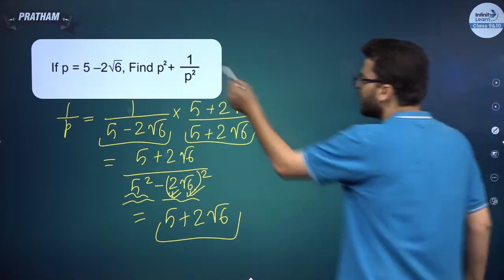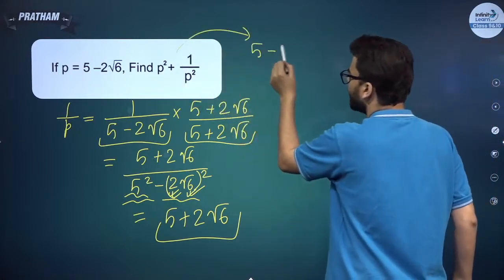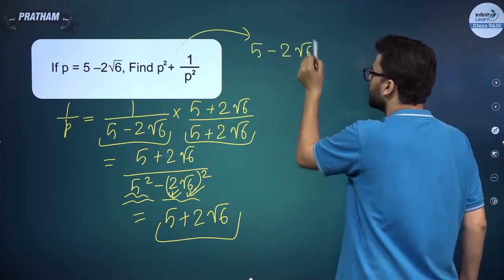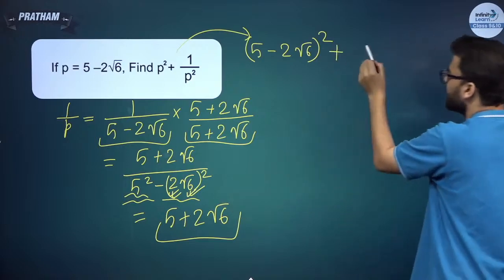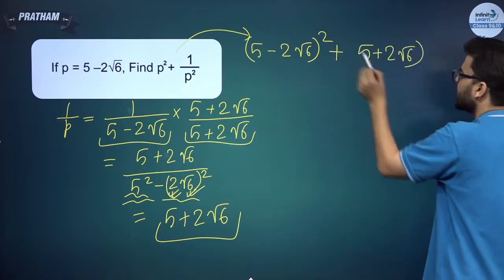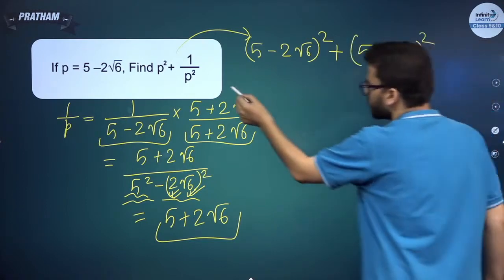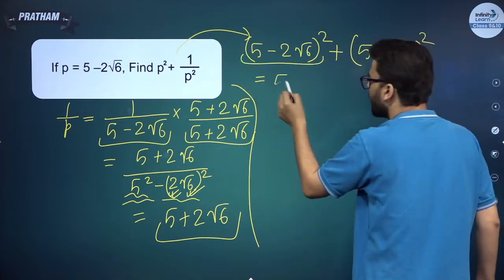So we have to find the value of p square plus 1 by p square. So p square means 5 minus 2 root 6 the whole square. And 1 by p square is what? This is 5 plus 2 root 6 the whole square. Yes, so it is something like this. So you can just open up the bracket, you will get the answer. You can use a minus b the whole square formula over here.